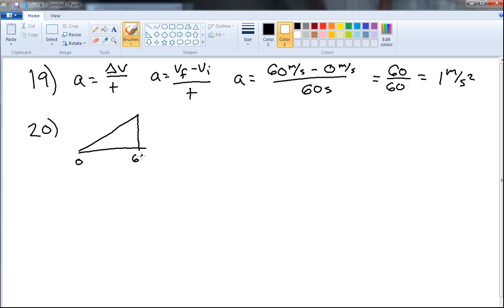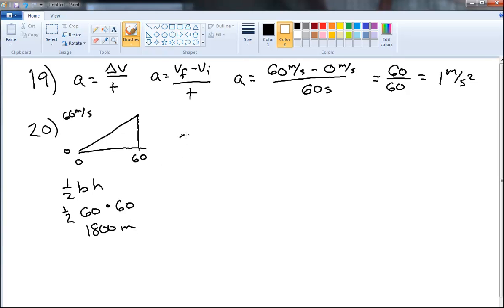from 0 to 60 seconds. At 0 seconds, its speed was 0, and at 60 seconds, its speed was 60 meters per second. So we just have to find the area of this shape. So that's 1/2 base times height. Our base is 60. Our height is 60. And multiply it by 1/2. So in the end, we're going to get 3,600 divided by 2, 1,800. And that'll be meters.